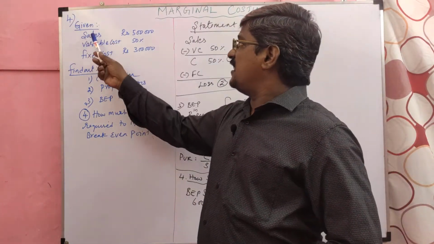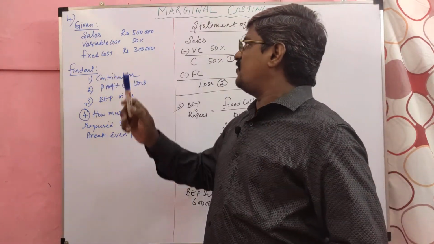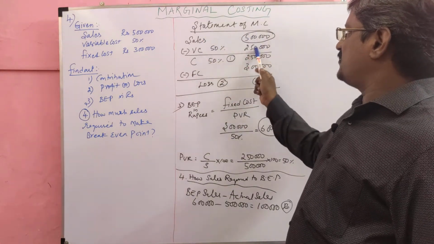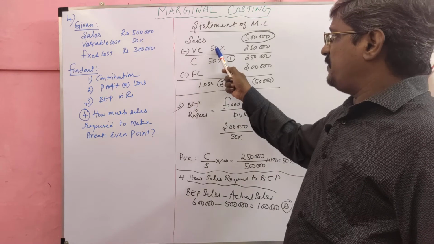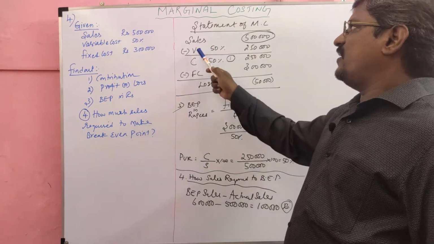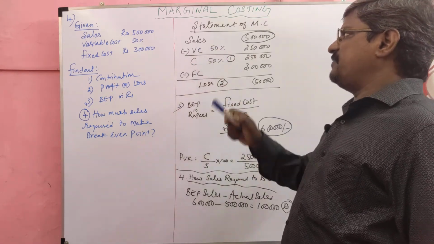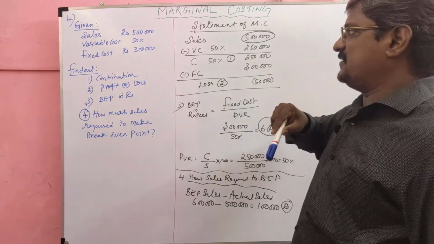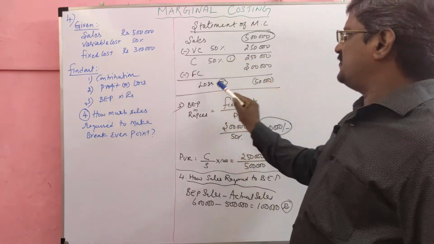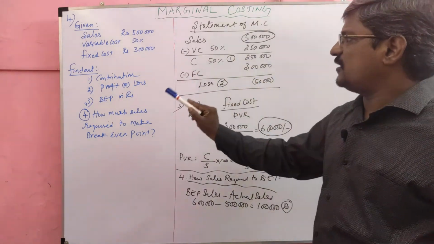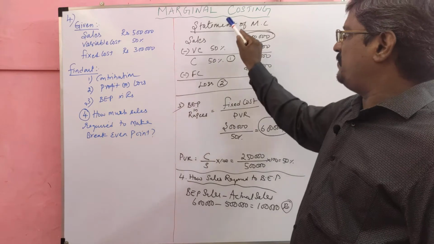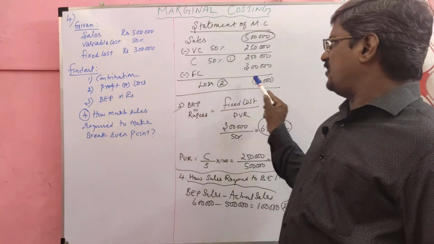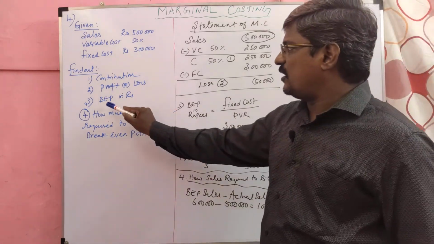Here given: sales, variable cost percentage on sales, fixed cost. So draw this format. Sales are 5 lakh, variable cost 50% on sales is 2 lakh 50 thousand. So variable cost is 50%, contribution is 50%. If variable cost is 40%, contribution is 60%. So always variable cost and contribution, if we add these two, we'll get 100%. Next, fixed cost is given. Deduct this, we get a loss. First, what they are asking, contribution, we ascertain by preparing the statement of marginal costing. Then profit or loss. Here actually we incurred a loss. Next, third one, BEP in rupees.